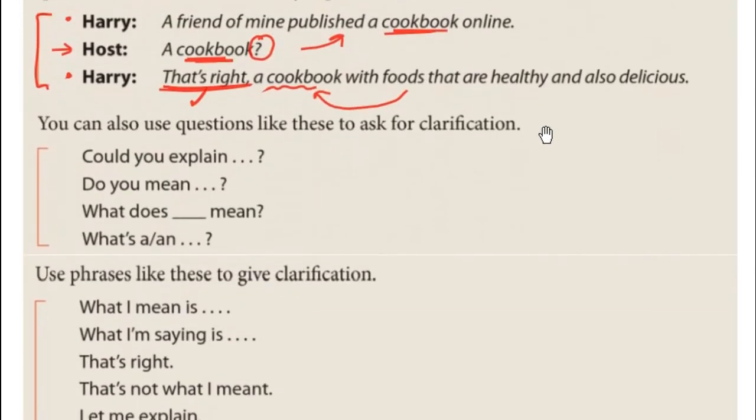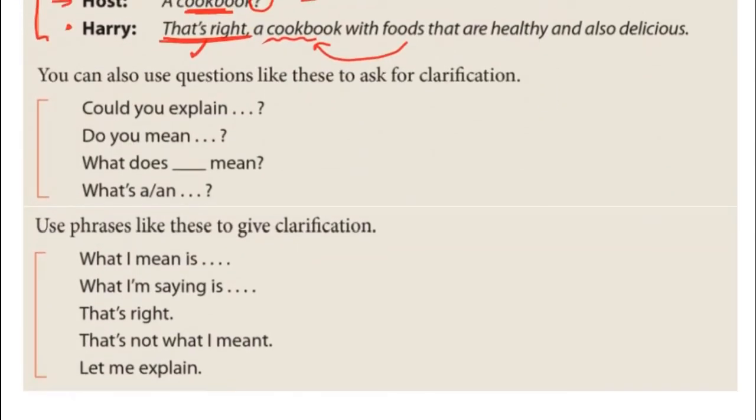And what exact phrases can we use to ask for clarification? So you don't understand and you want the person to explain to you. You can use these phrases also to ask for clarification. So you can say, "Could you explain? Do you mean...? What does that mean? What does cookbook mean? What does Omlej mean?" And these are ways that you can ask for clarification.